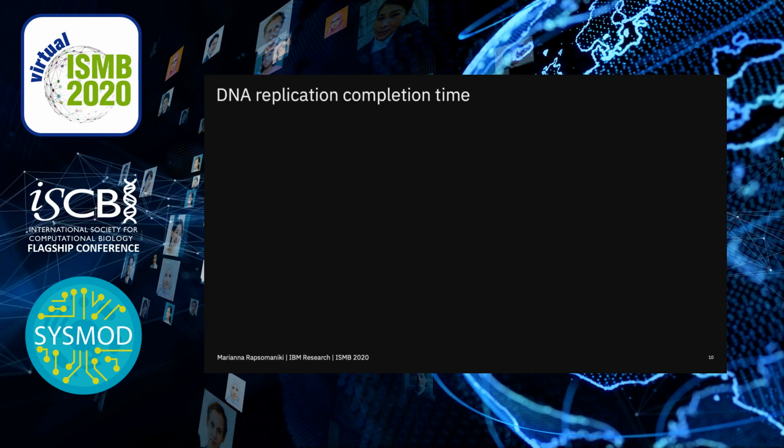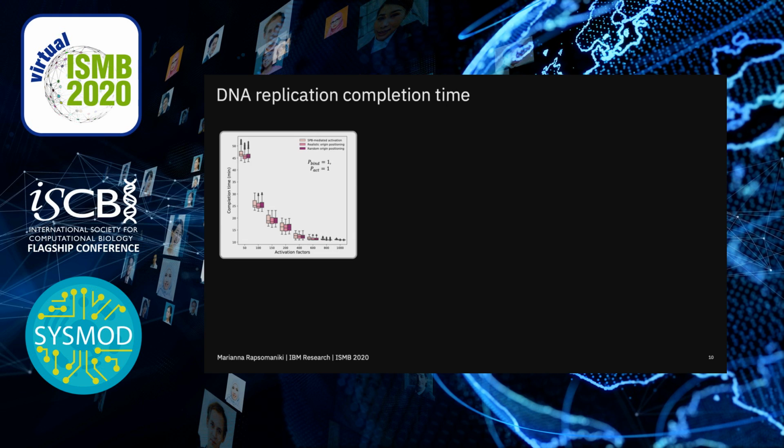Next, we assessed the model's sensitivity with respect to the different parameters, and we looked at DNA replication completion time that, as I mentioned before, we know from experiments to be approximately 20 minutes. What you see here is how completion time changes for different values of the number of firing factors, the number of activation factors. And you see that as the number of particles increases, then completion time decreases exponentially.